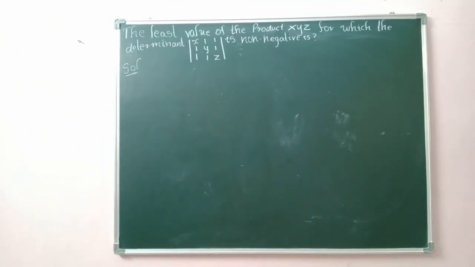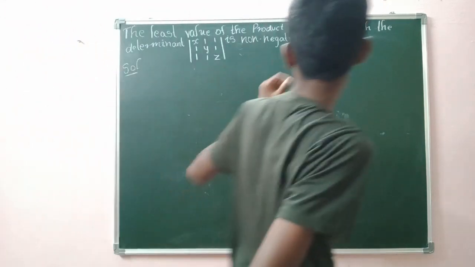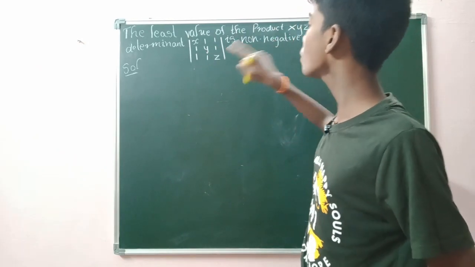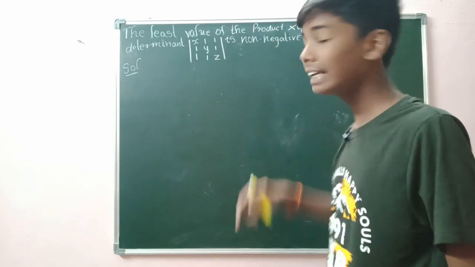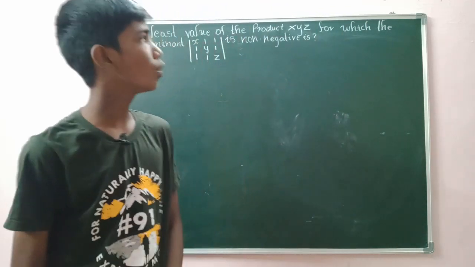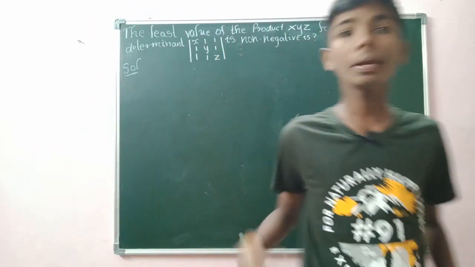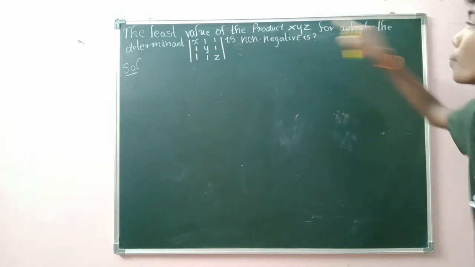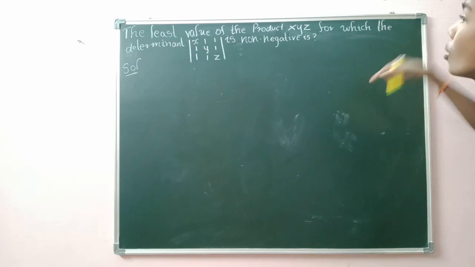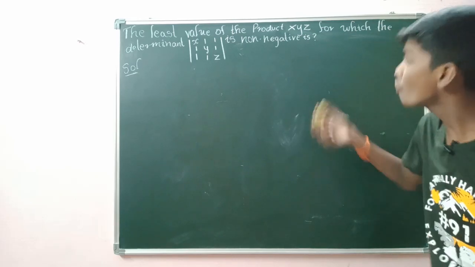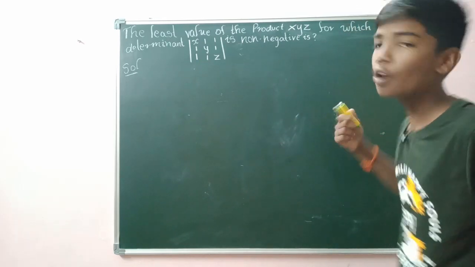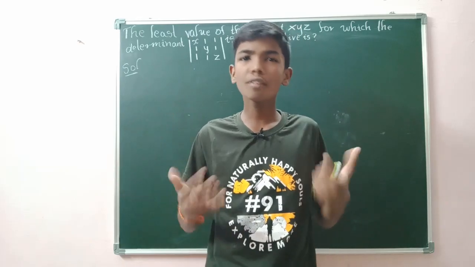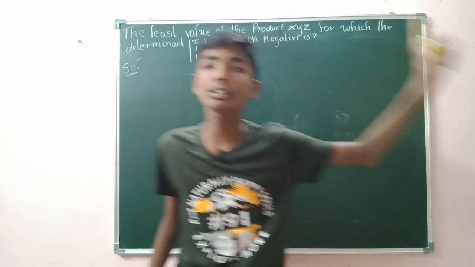And the next question is: the least value of the product xyz for which the determinant, that is x11, 1y1, 11z, is non-negative is equal to what? So that is what they are asking. In the question, we are supposed to find the least value of the product xyz for which this particular determinant should be non-negative. That means the value of this determinant should always be greater than or equal to 0. That is what we mean by non-negative. So just use that concept here.